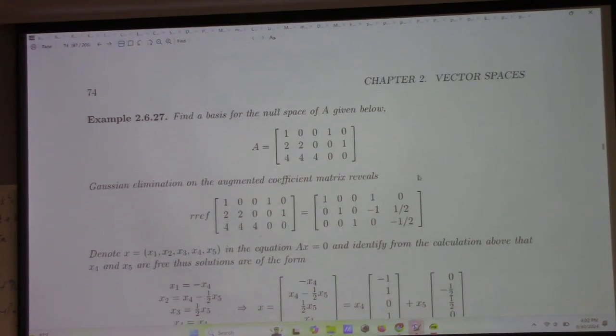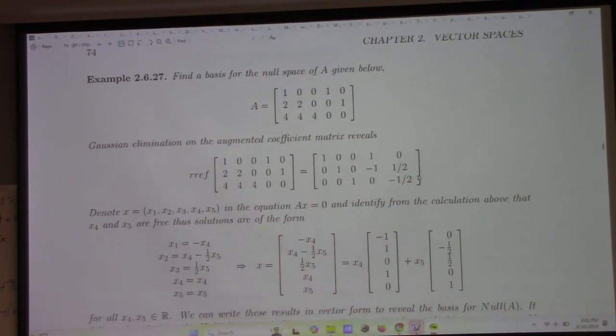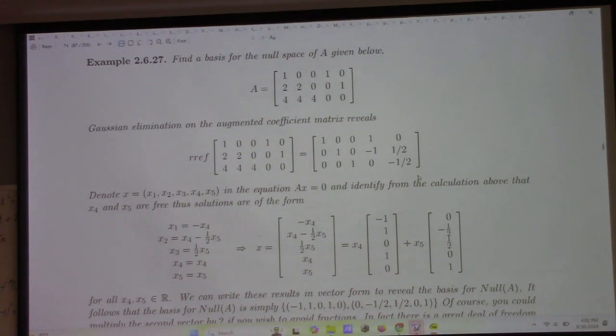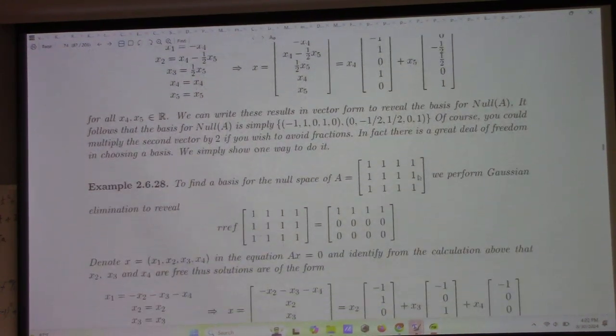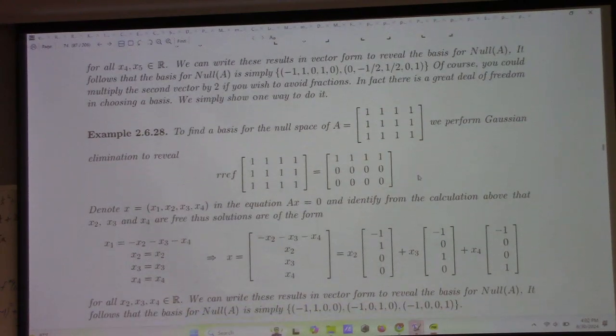Here's an example for a null space of a 3x5 matrix, and because there are three pivot columns, the null space is two-dimensional. 3 plus 2 is 5, not an accident. This one's also a nice example because it's really easy. The row reduction obviously just gives you the first row because the second two are the same.